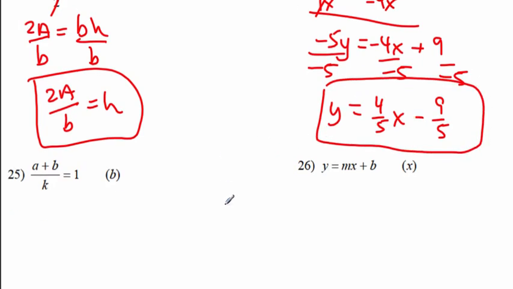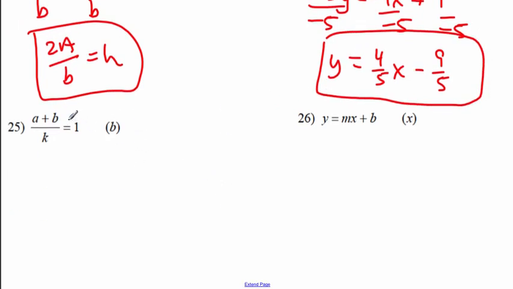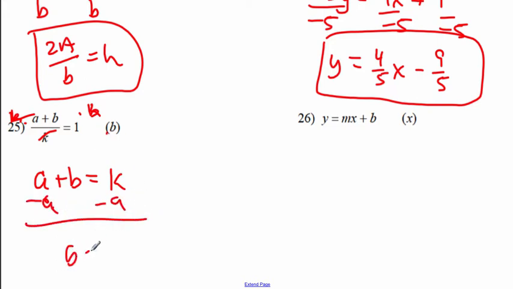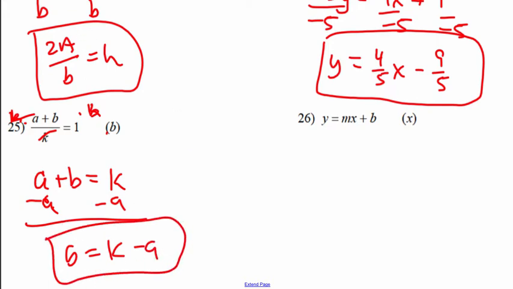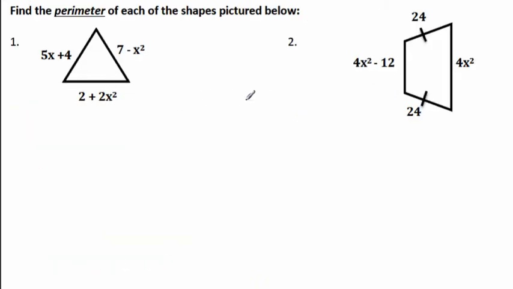Okay, let's do 25, and we'll call it a day. I want to solve for b, so I multiply both sides times k. K for Kelly. They cancel. a plus b equals k, and then I have to subtract a from each side. So b equals k minus a. That is easy stuff. Next part, application problems.